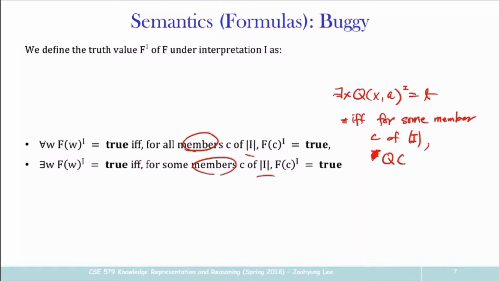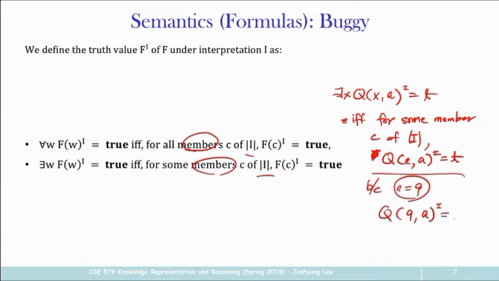Q(c, a, I) equals true. Now, this sentence is actually true, because you can find any member that is less than 10. Let's take c equals 9. Then Q(9, a, I) is true, right? 9 is less than 10, so this must be true.